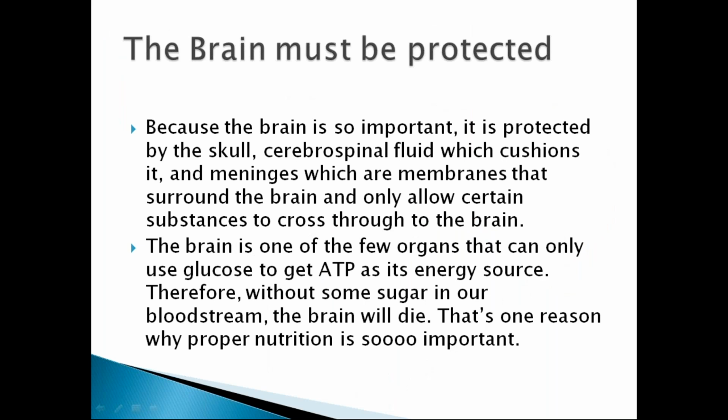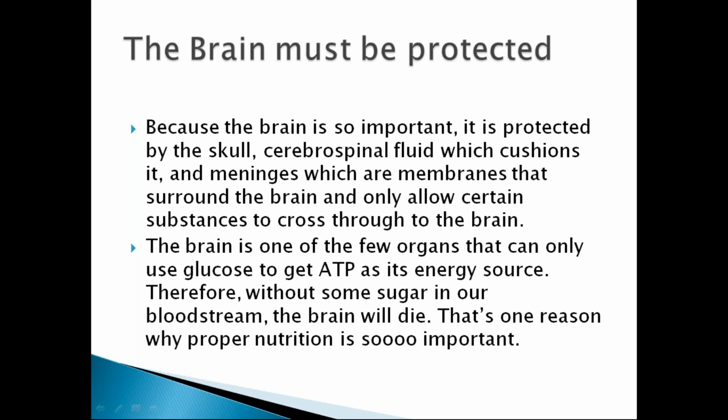Now, the brain must be protected, of course. The brain is so important, it's protected by the skull. Then it has the cerebral spinal fluid, which cushions it, and then the meninges, which are membranes that surround the brain and only allow certain substances to cross through to the brain.